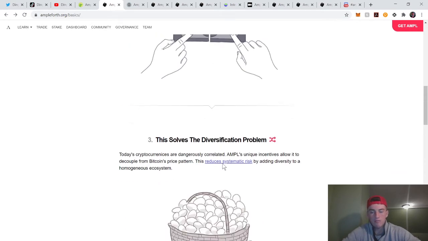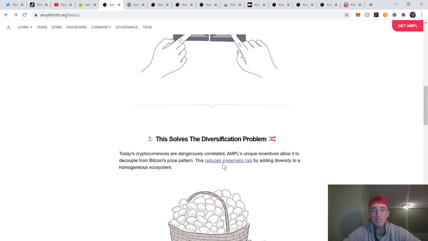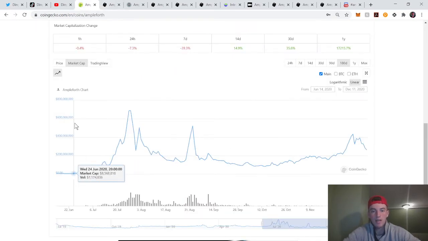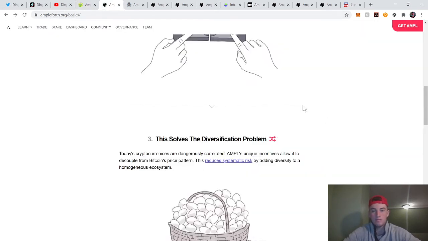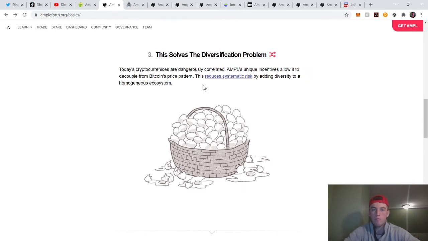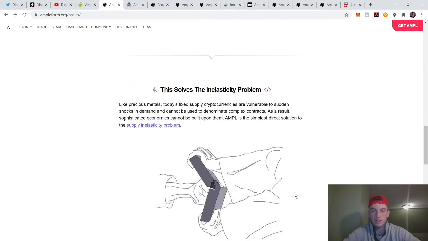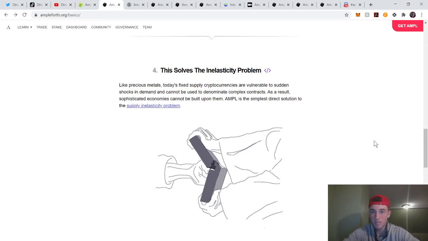And it says it solves a diversification problem, but I don't know about that, because the market cap of the token moves in similar ways to the price of every other token, right? So I don't know how truthful that is. Maybe in the future. I think this might be more forward-looking. It solves an inelastic problem like precious metal. So if the demand goes up, the price of these tokens goes up. But I don't know about this either.